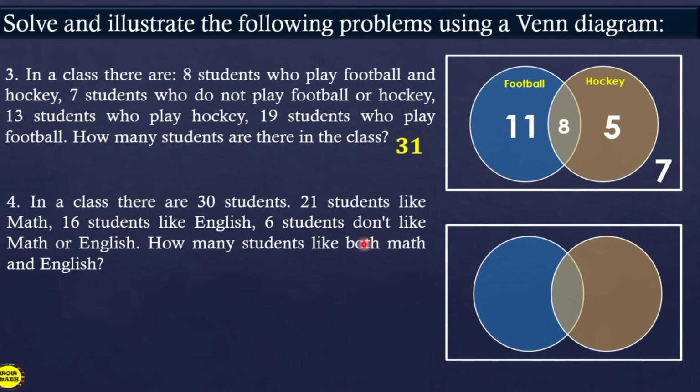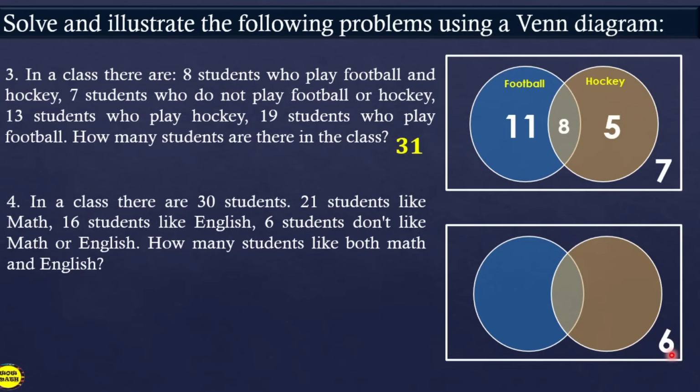So, meron tayong 30 students. 21, ay yung 6, wala siyang gusto. Okay? Wala siyang gusto sa dalawa. Ayaw niya ng math, kahit ang English, ayaw niya. So, maaaring ang subject niya ay science. Okay? So, we have here 6. Meron tayong 6 na students na wala siyang gusto sa math or English, alin man dyan sa dalawa. So, ilagay natin yon. Okay?